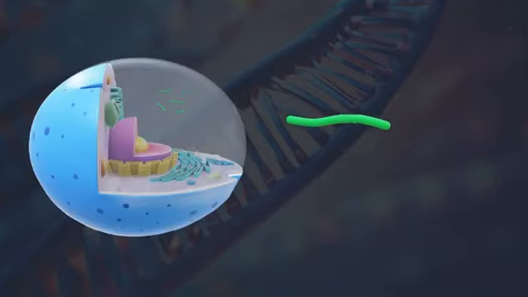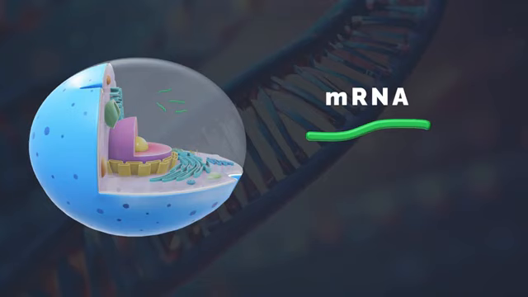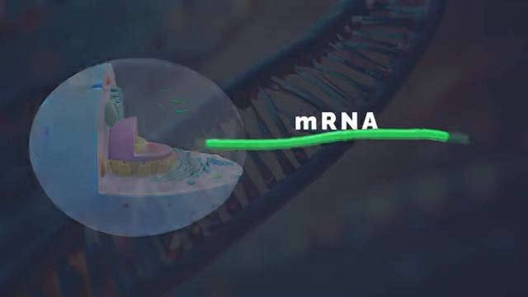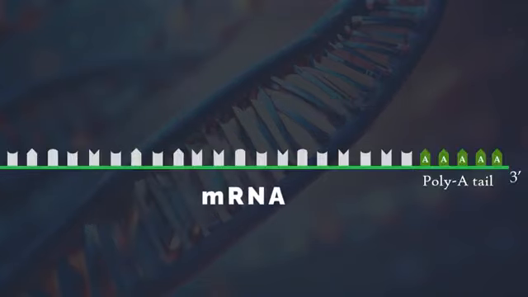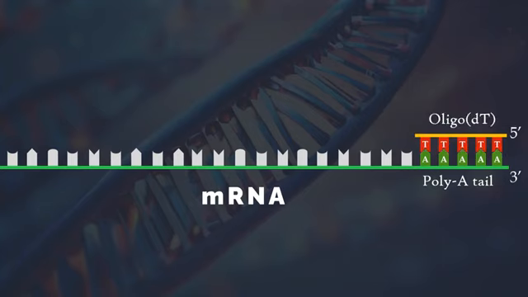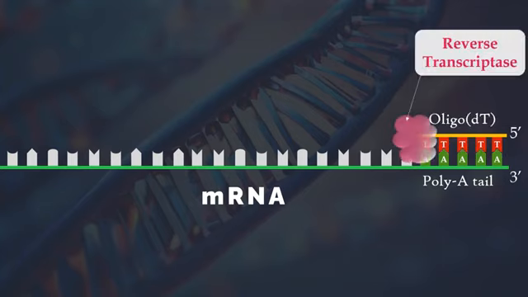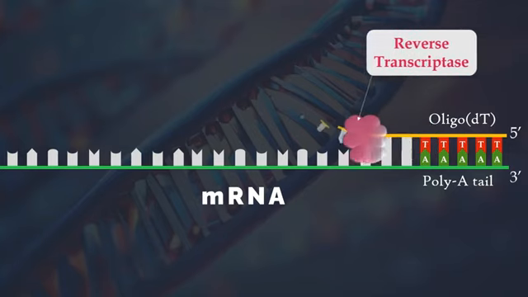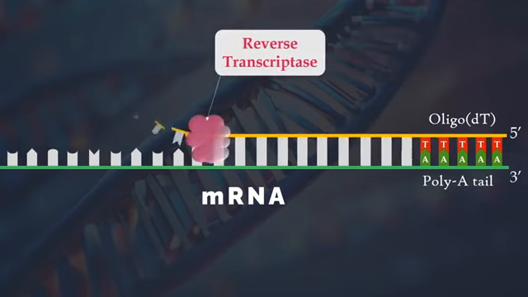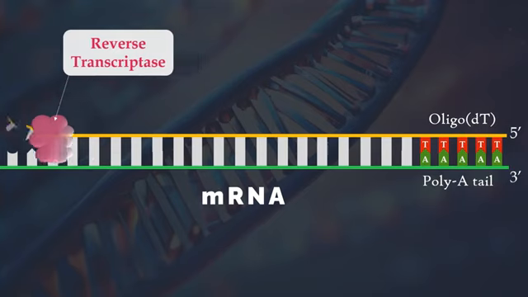The first step involves isolating the mRNA from the cell. Because most mRNAs have a poly-A tail at the 3' end, a short oligo (dT) molecule is annealed to this tail to serve as a primer for initiating DNA synthesis by the enzyme reverse transcriptase, which uses the mRNA as a template to synthesize a complementary DNA strand.